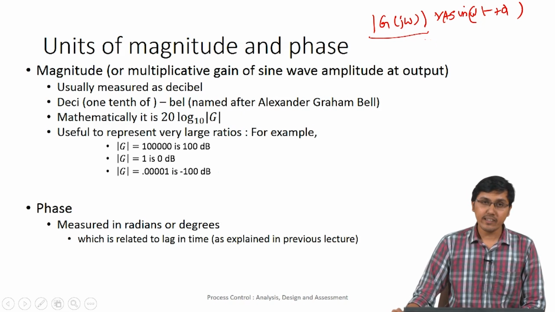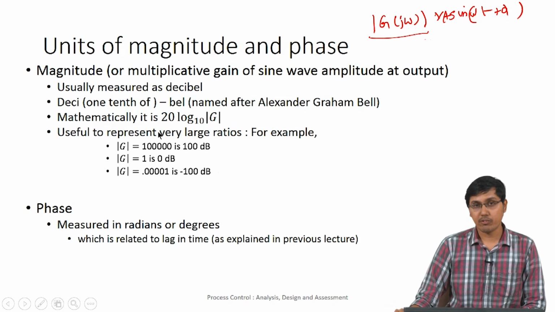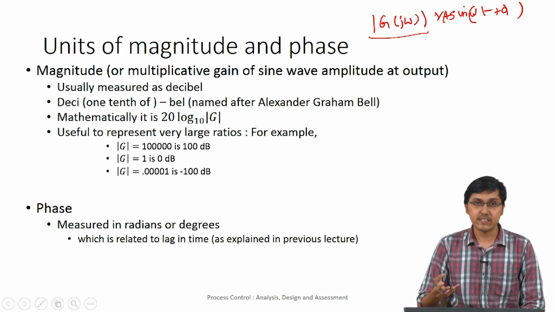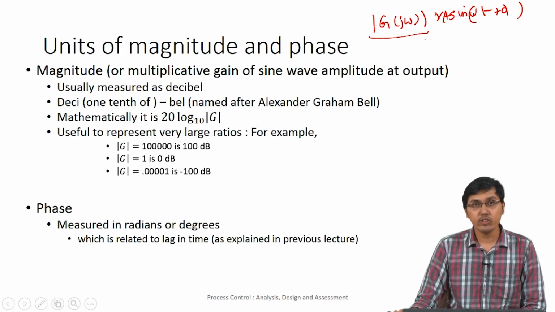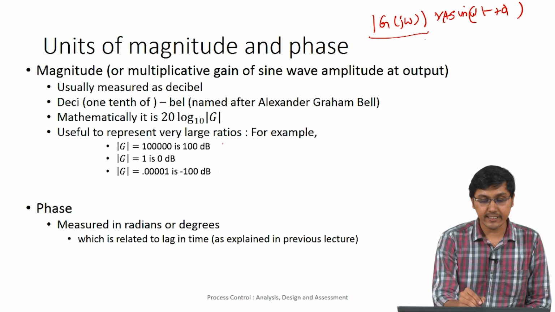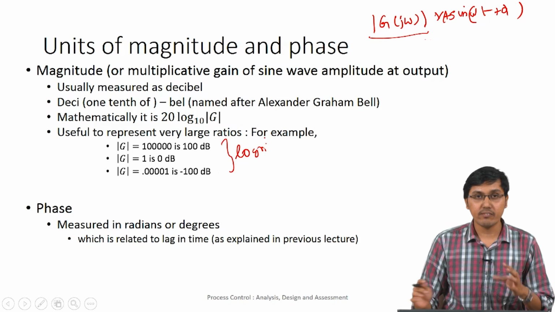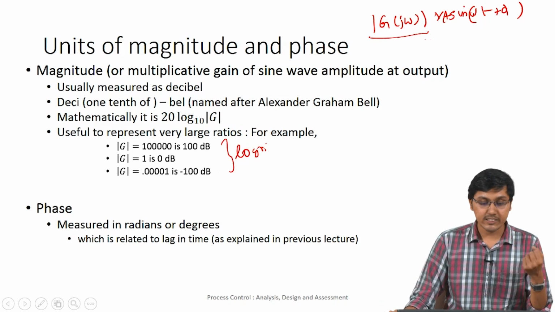So, why are we going for such kind of units? Let us say the magnitude is 1 followed by 5 zeros, and the magnitude is 1, and the magnitude is 0.000001. While we are telling all these values, it does not make immediate sense to us, right? But if we convert it into 20 log, a logarithmic unit, then we shrink the values and we can easily feel 100 dB, 0 dB and minus 100 dB.